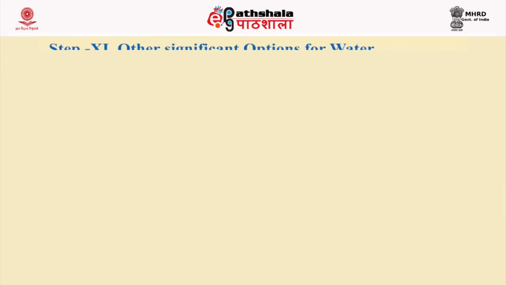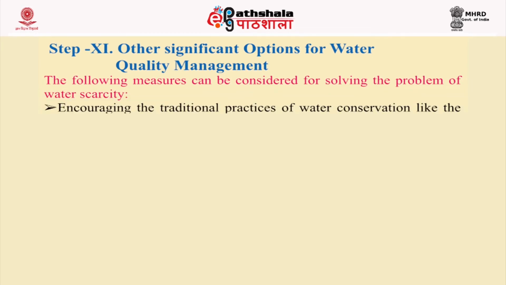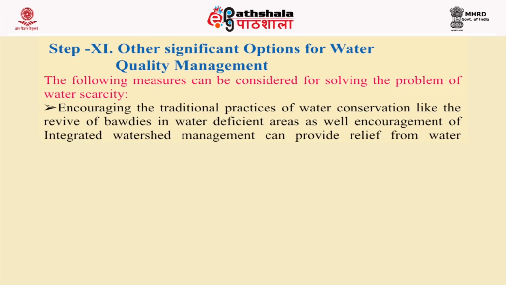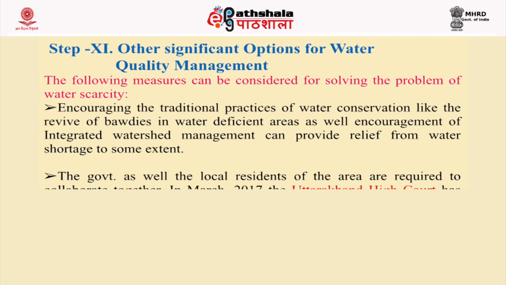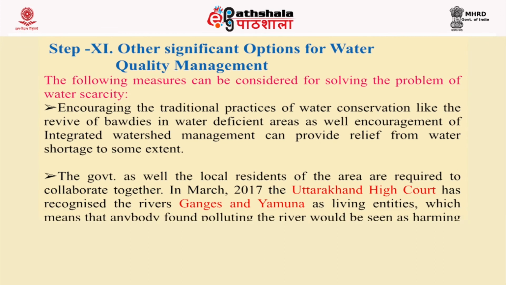And the last step is other significant options for water quality management. The following measures can be considered for solving the problem of water scarcity, like encouraging the traditional practices of water conservation, like the revival of water bodies in water deficient areas, as well as encouragement of integrated watershed management that can provide relief from water shortage to some extent. The government as well as the local residents of the area are required to collaborate together.